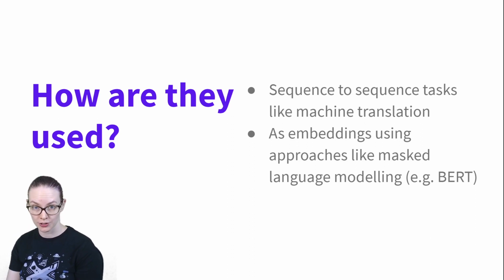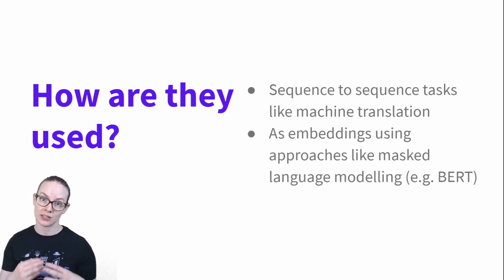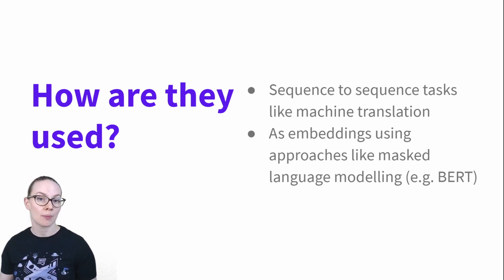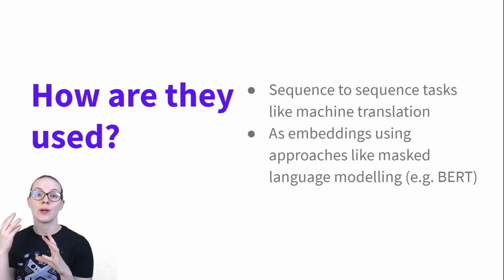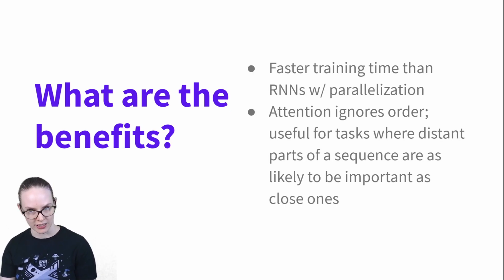How are these used? The main 2 ways where transformers are used is as sequence-to-sequence models and to create embeddings. So they were originally proposed for sequence-to-sequence modeling, specifically machine translation. More recently, however, a series of approaches, including BERT, uses just the encoder to create embeddings that can be used for other tasks.